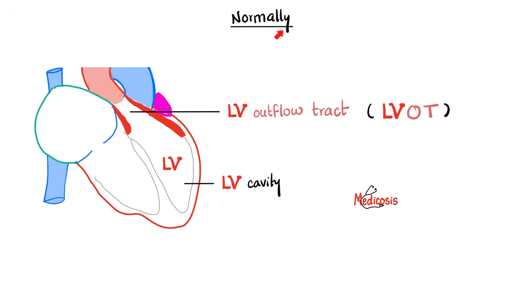Let's go back to normal anatomy. Here's my left ventricle. The left ventricle could be divided into two parts. You can say that this is the main cavity and this is the left ventricular outflow tract.